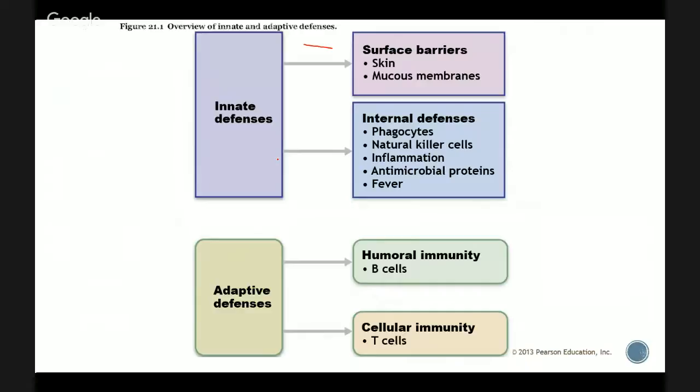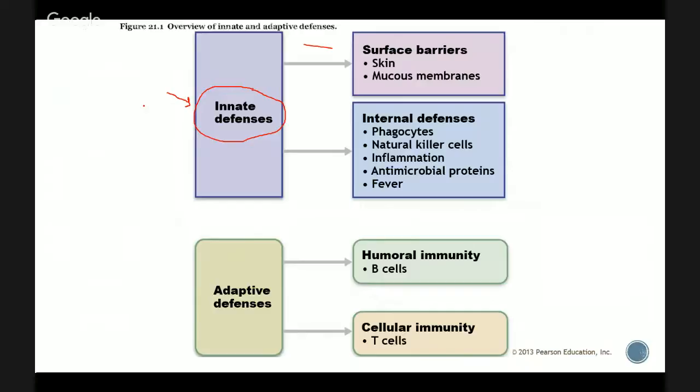Now, we consider these surface barriers to be one of our body's innate defenses. What we mean by innate defenses is that you're born with these. You're born with skin, you're born with mucous membranes, you're born with the secretions of those surface barriers. You don't have to acquire them. You don't have to develop them. They're there. They're working for you from day one.